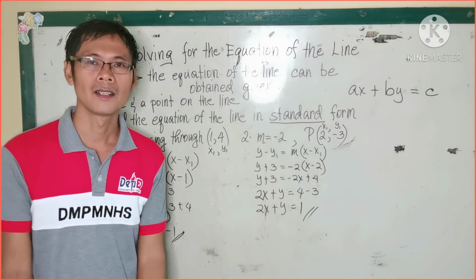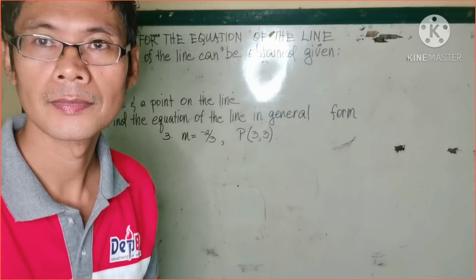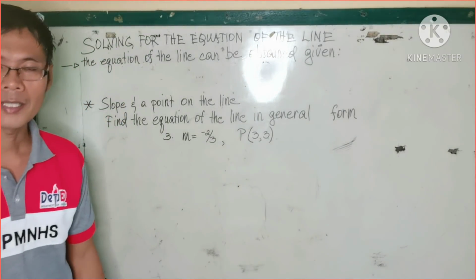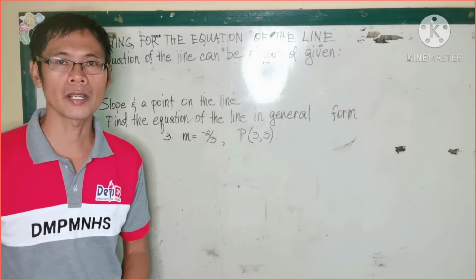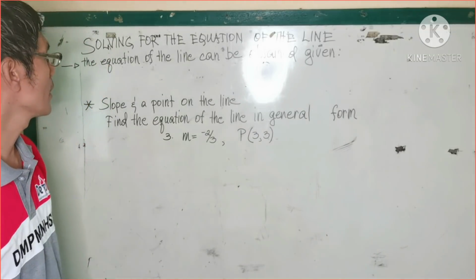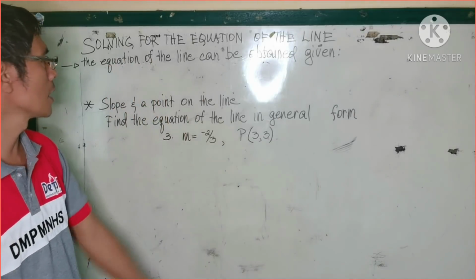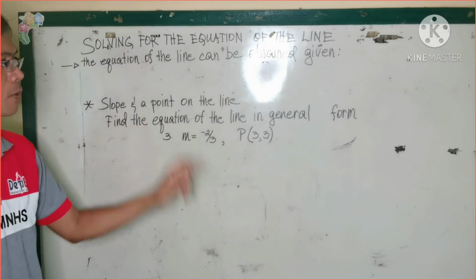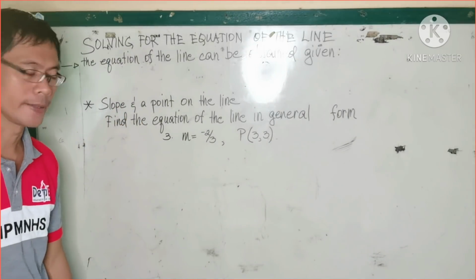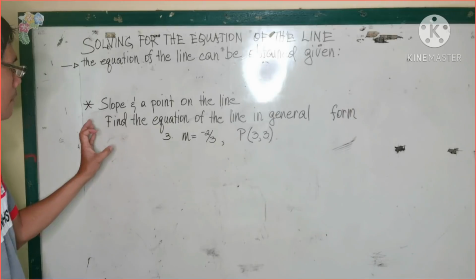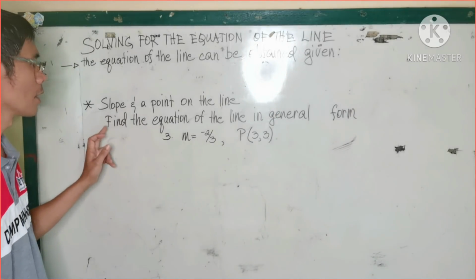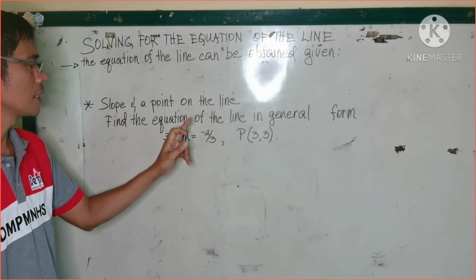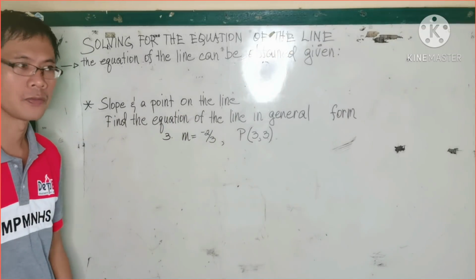Okay? So, I hope you can still follow. Okay guys, of course, we are going to continue. Still, we are on solving for the equation of the line given a slope and a point on the line. So here we have to consider the direction. Find the equation of the line in general form.